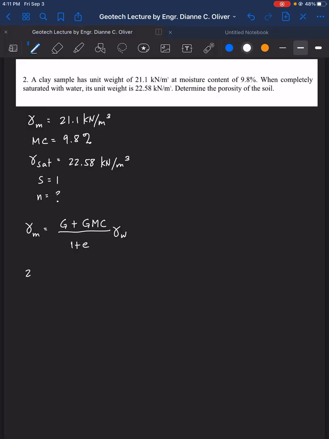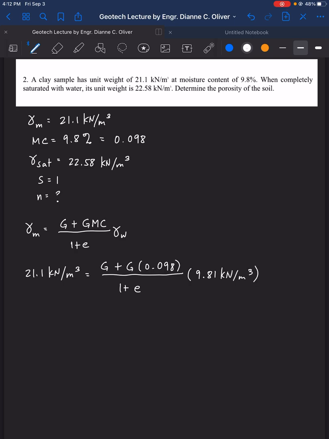So gamma moist is 21.1 kilonewton per cubic meter equals the missing specific gravity G plus the moisture content. Remember that for moisture content, we need the decimal form, 0.098. So this is 0.098 over 1 plus the missing E. Then the unit weight of water is 9.81 kilonewton per cubic meter. Cancel the units.